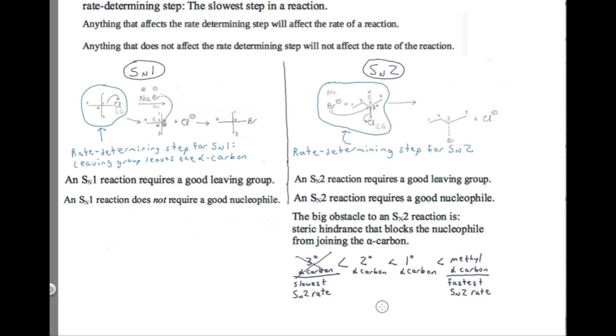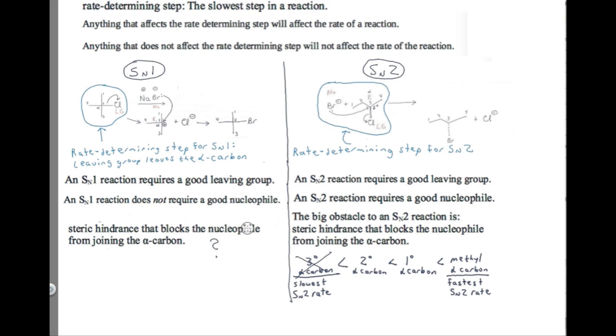We can only do an SN2 reaction for secondary, primary, or methyl alpha carbon. A tertiary alpha carbon might not literally have a rate of 0, but the rate would be so low that it's not of practical importance for an SN2 reaction. So this is something you should have memorized. Tertiary alpha carbons can't do SN2 reactions. Only methyl, primary, and secondary alpha carbons can do SN2 reactions.